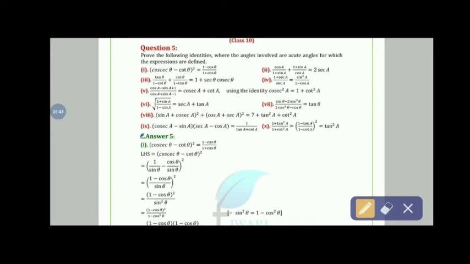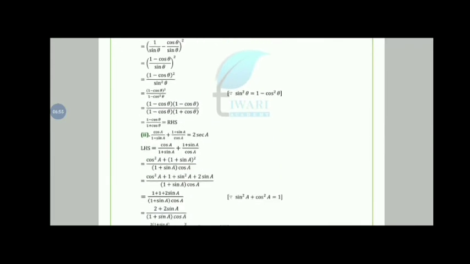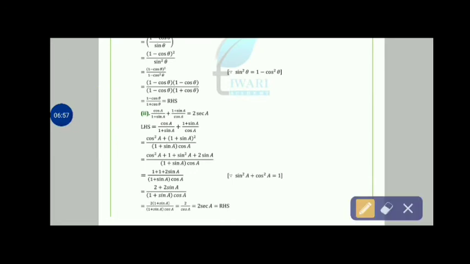So LHS is (cosec theta minus cot theta) whole square. Converting cosec into 1 over sin and cot into cos over sin, we get (1 minus cos theta over sin theta) whole square. So (1 minus cos theta) whole square over sin square theta. Now further we can write this as (1 minus cos theta) whole square over sin square theta.